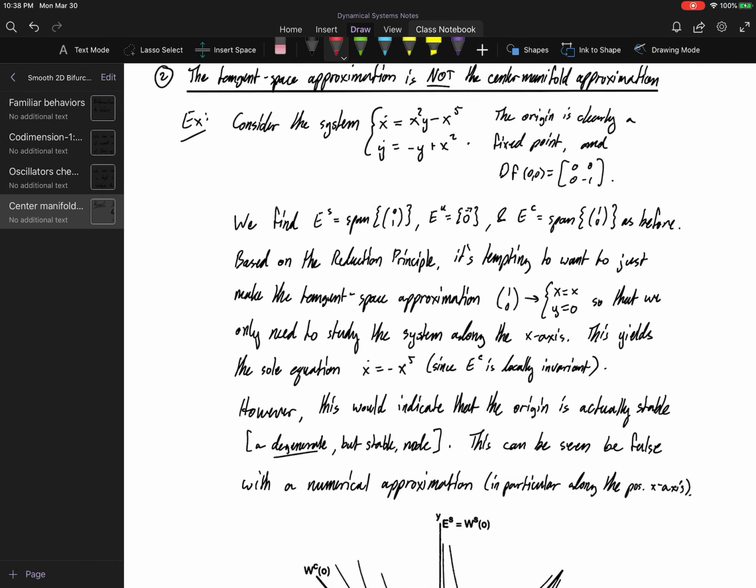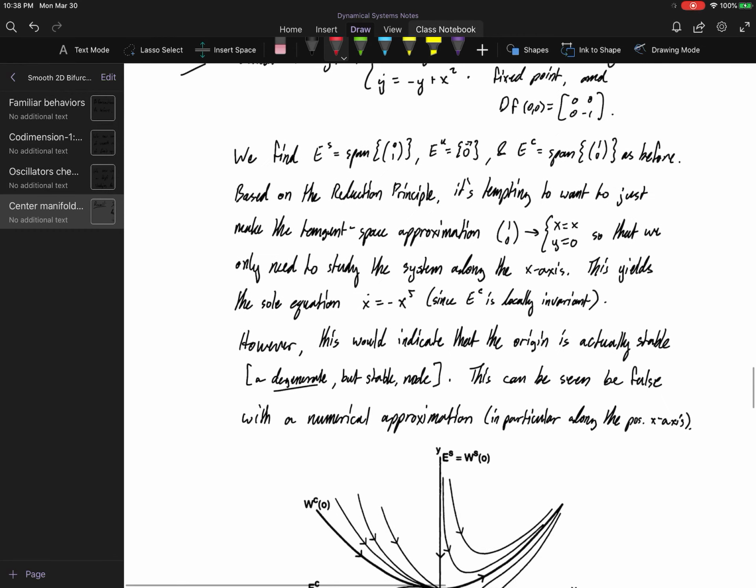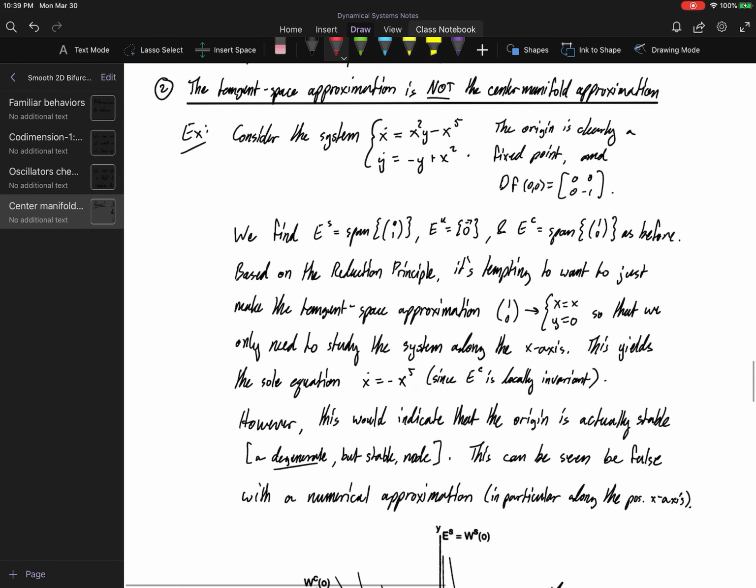So we are going to make sure that we make the distinction here. Based on the reduction principle, you might say that it's okay to just go ahead and use the center manifold vector and say that y has to be 0, and that the dynamics of the system are completely determined by what happens along the x-axis. And sad to say it, friends, that is just not the case. You can show pretty dramatically that this is a bad idea.